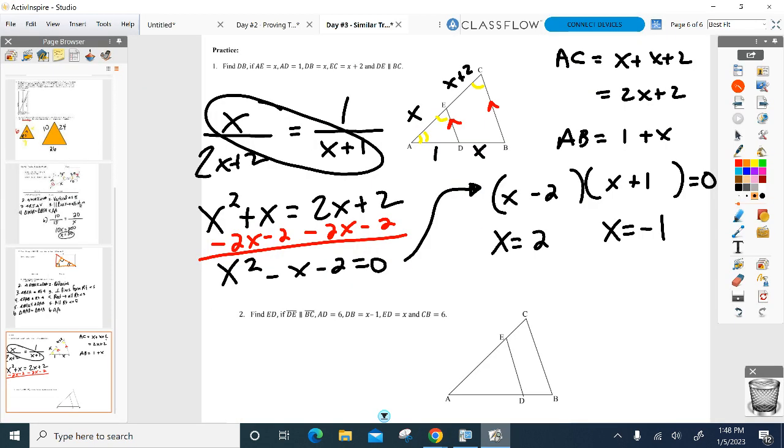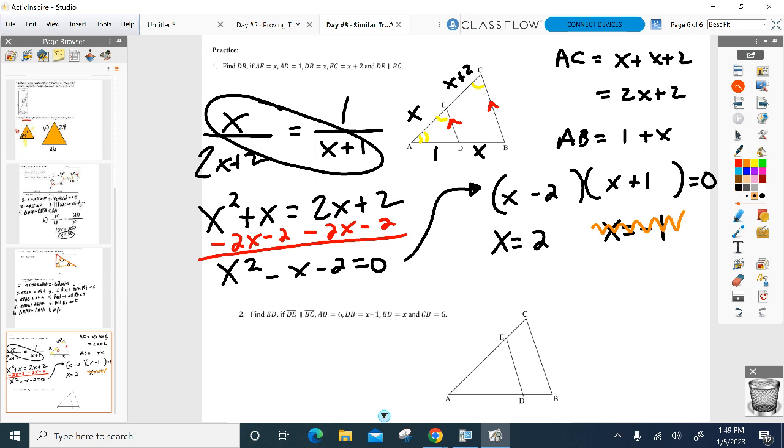So, do you have a problem at all? It can't be negative. Why can't I have negative 1 as an answer? Because a side length can't be negative. If I take negative 1 and accept it, you're telling me AE and DB are going to be negative lengths. Not in here. All right, not here. Reject.